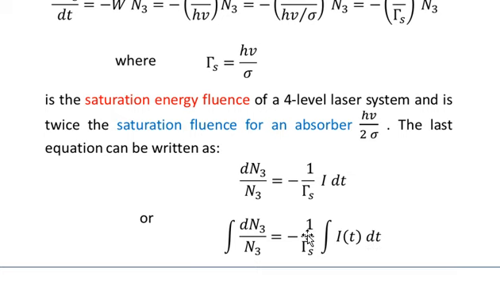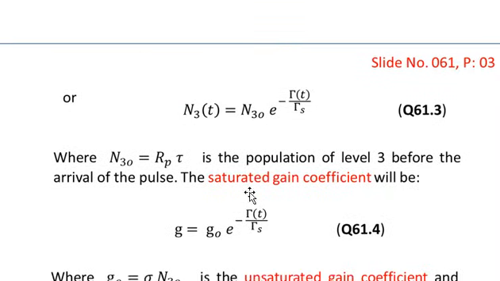Solving this integral and obtaining n3 as a function of time, we have n3 of t is equal to n30 multiplied by e to the power minus gamma of t over gamma s, where we have introduced n30 is equal to rp times tau, where rp is the pump rate and tau is the spontaneous lifetime, or the lifetime of level number 3. So n30 is the population of level 3 before the arrival of the pulse. That's why we have written the subscript 0, because it is before the arrival of the pulse.